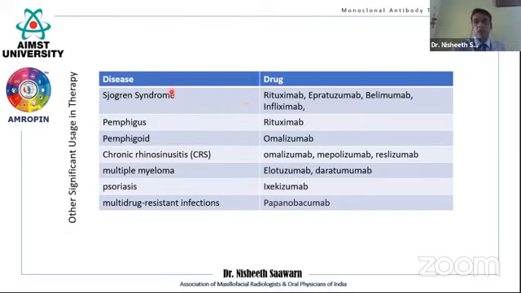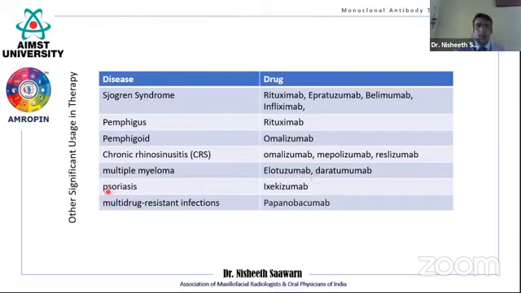Like for Sjogren syndrome, we can have rituximab, epratuzumab, belimumab, and infliximab. For pemphigus, rituximab is a widely used drug. It has very good success results. For pemphigoid, we use omalizumab and rituximab. For chronic rhinosinusitis, we use omalizumab, mepolizumab, and reslizumab. For multiple myeloma, elotuzumab and daratumumab are used.